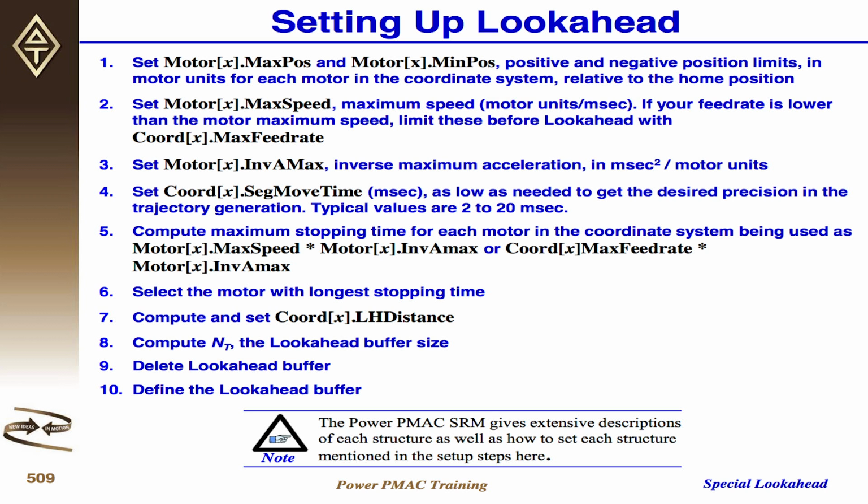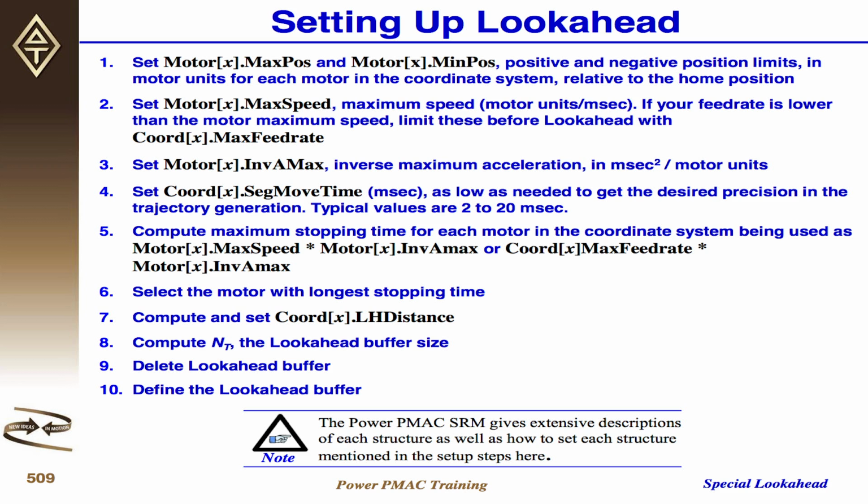If your feed rate is lower than the motor maximum speed, then your limit will be the Coord[x].MaxFeedRate. If you set the F less than this motor maximum speed, then your limit is the Coord[x].MaxFeedRate. Then you will set the acceleration limits, right? So set Motor[x].InvAMax, the inverse maximum acceleration, in milliseconds squared per motor units.